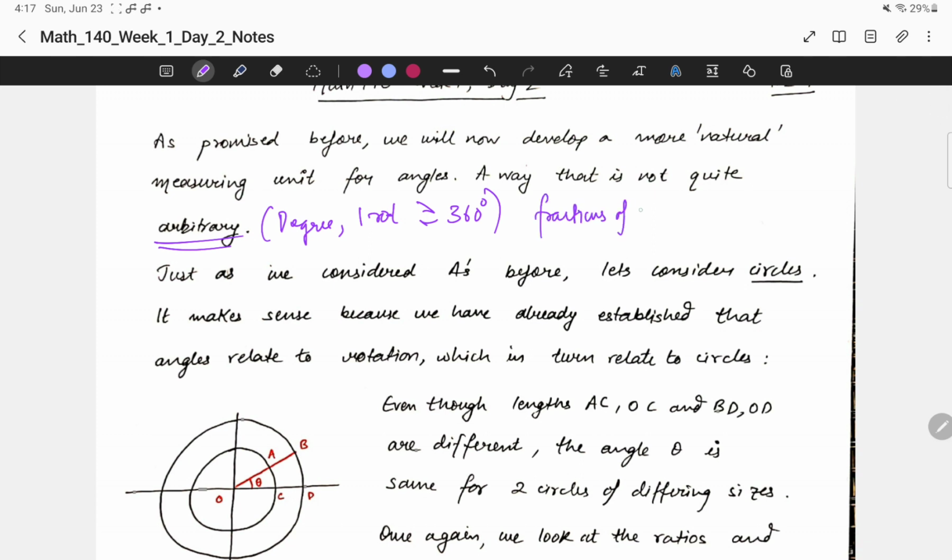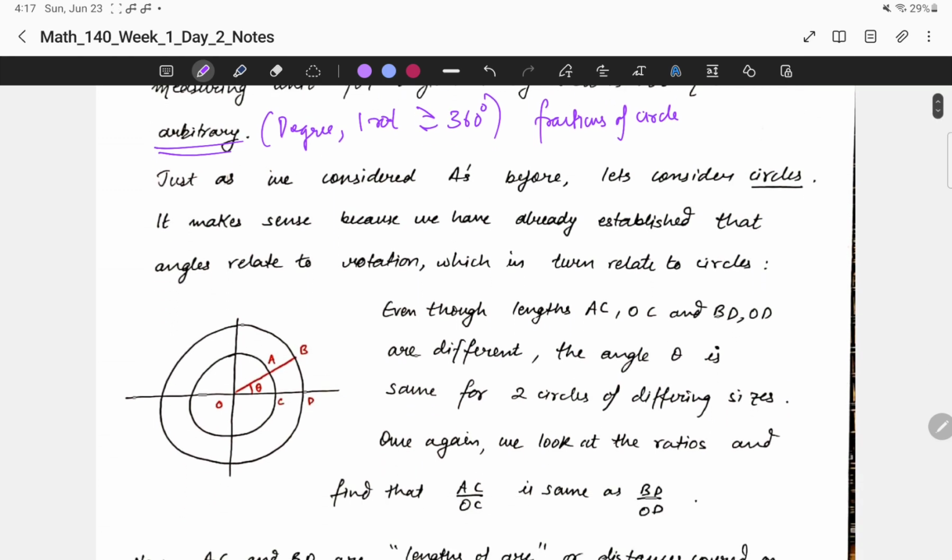So just as we did with triangles before, we are now going to consider a circle. And recall that it's natural to consider a circle because in our understanding of what an angle is, we talk about rotation. And the simplest object that comes to mind when you think of rotation is a circle. So we take two concentric circles, meaning they have the same center, and we draw a line. Mark these points A, B, C, and D.